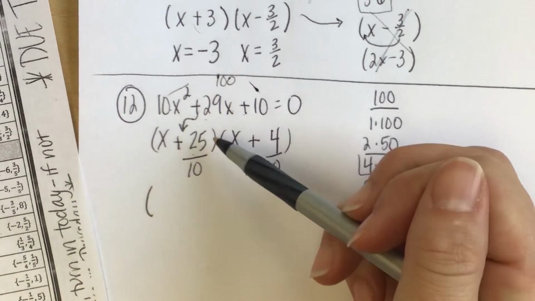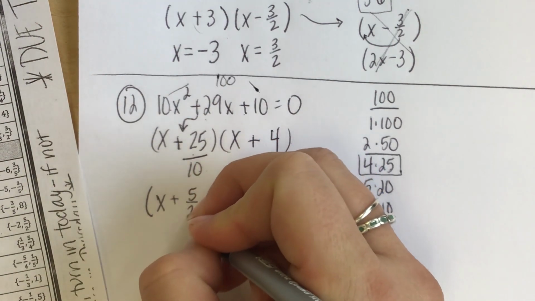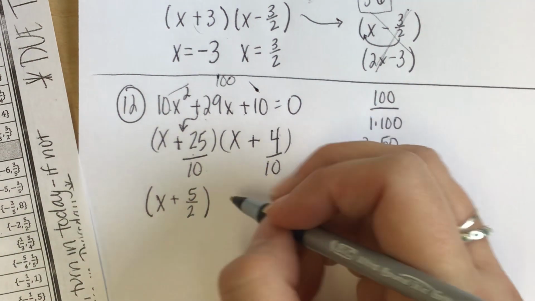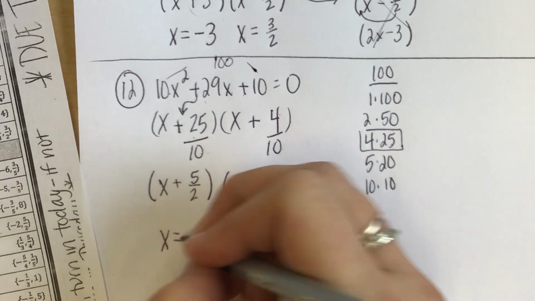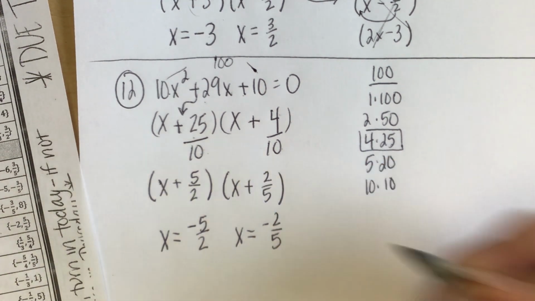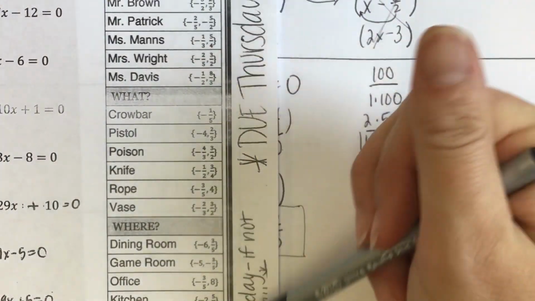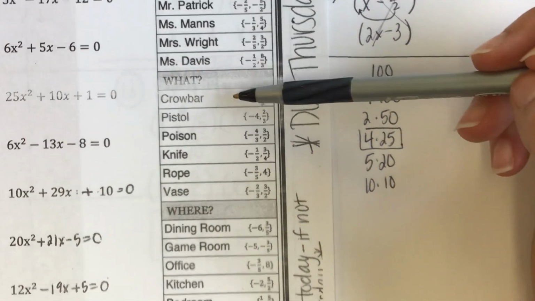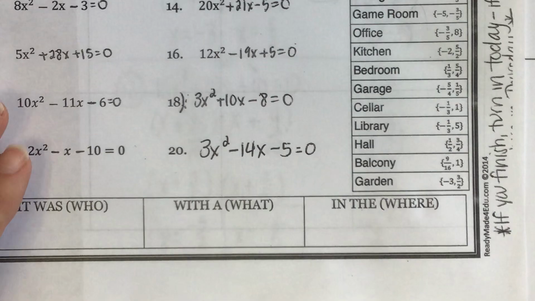So 25 over 10, I can divide both of those numbers by 5. So then I would have 5 over 2. Here, 4 over 10. To simplify that, I can divide both those numbers by 2. So I get 2 over 5. And then to write my answer, I'm just going to flip the sign. So negative 5 over 2 and negative 2 over 5. And those are your 2 solutions for number 12. And then again, you would go over here to this part and find those 2 solutions and mark that out. And then in the end, you're going to have 1 person left, 1 weapon left, and 1 location left. And you'll write those in here, and that will be who did it.